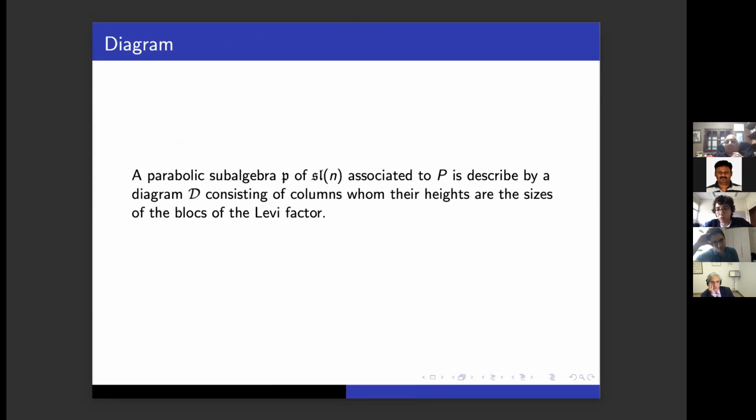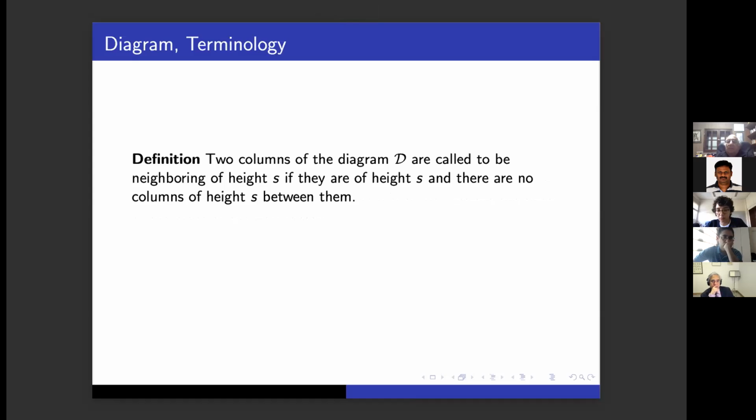Okay, now we have the minor. I want to describe it differently, and for that I will use a diagram. So I take P, a parabolic subalgebra of sl_n, and I will describe it by a diagram D, consisting of a collection of columns whose heights are the sizes of the blocks of the Levi. Okay, so as you saw in the theorem of Joseph and Sanderson, I took blocks of the same height, so I will give them a name in the diagram. I say that two columns in diagram D are called neighboring of height s if they are of height s, and there is no column of height s in between.